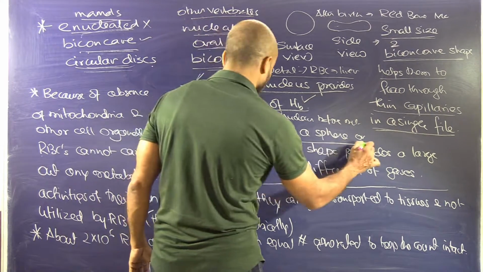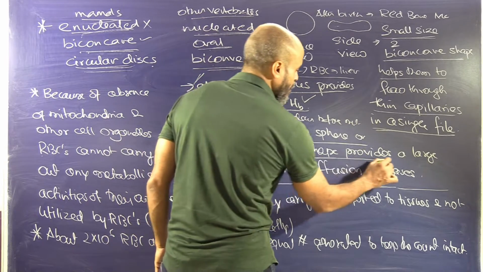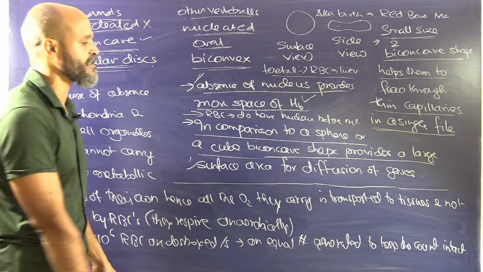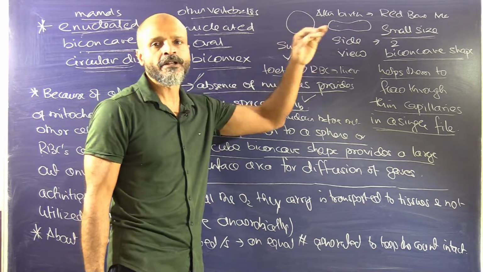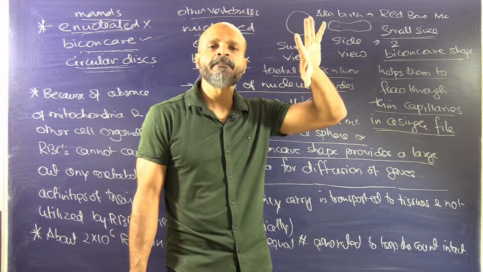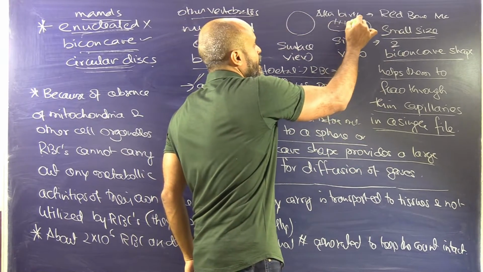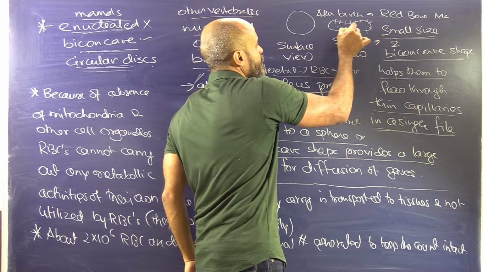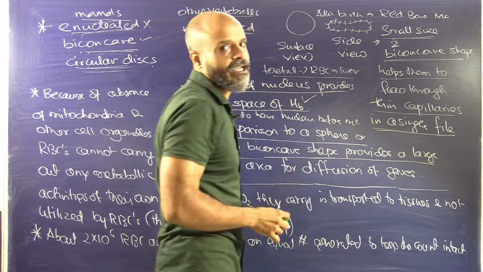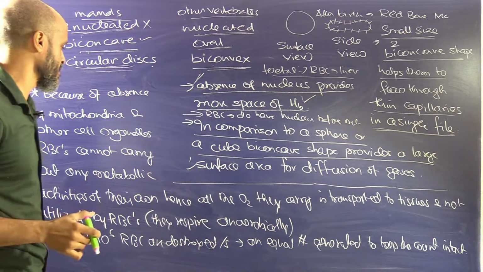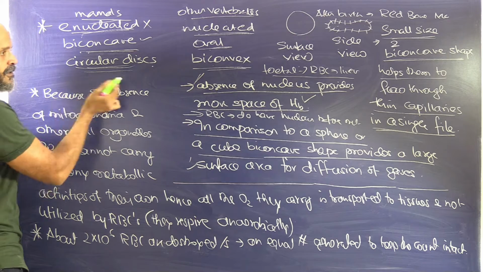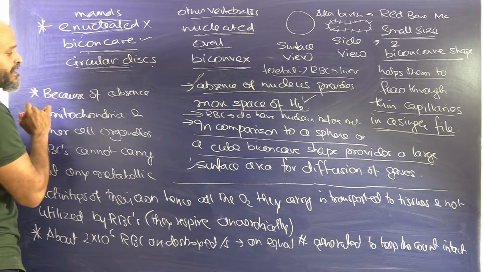In comparison to a sphere or a cube, the biconcave shape provides a larger surface area for diffusion of gases, primarily oxygen. So that is the advantage of the biconcave shape and the small size.